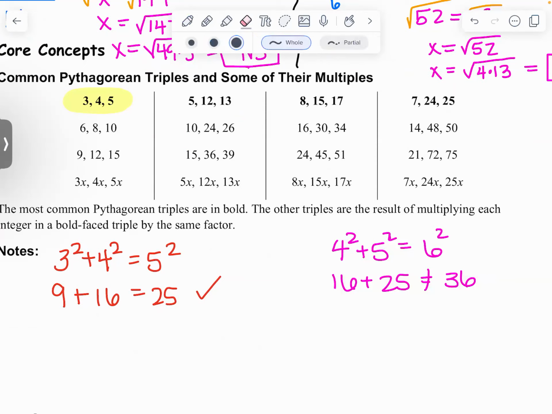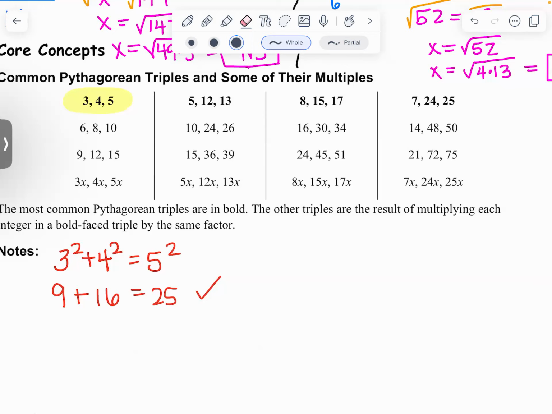It's not isosceles. All 3 of those are different. But that still makes a triangle. We're going to be able to tell whether this is an acute or an obtuse triangle.